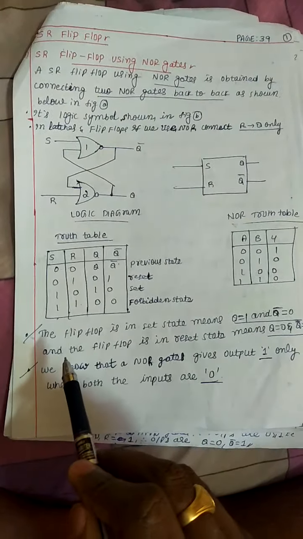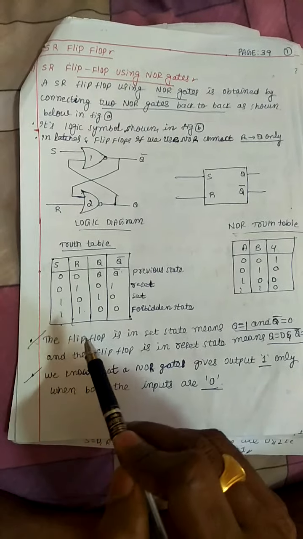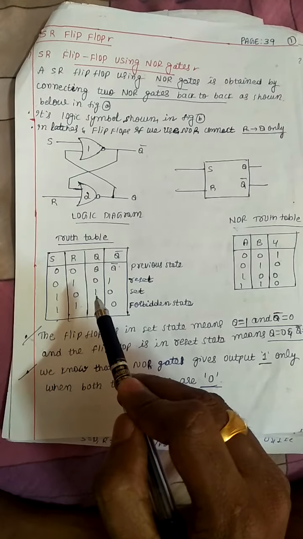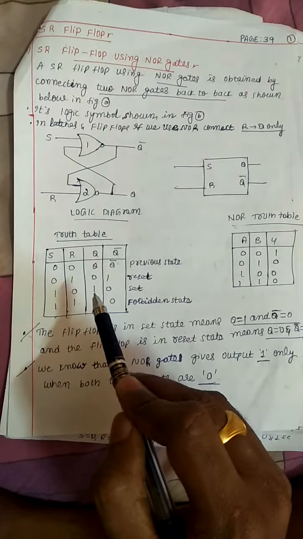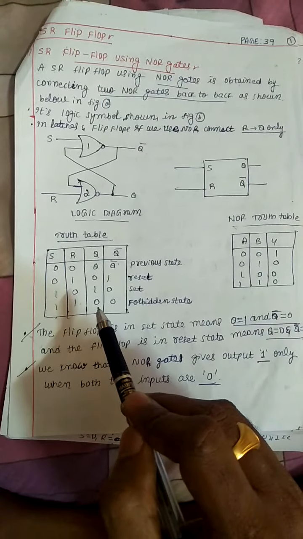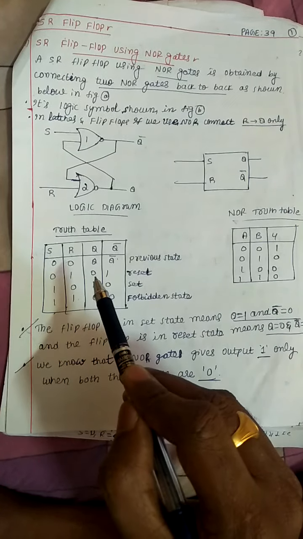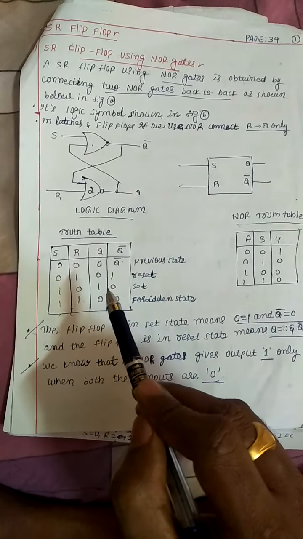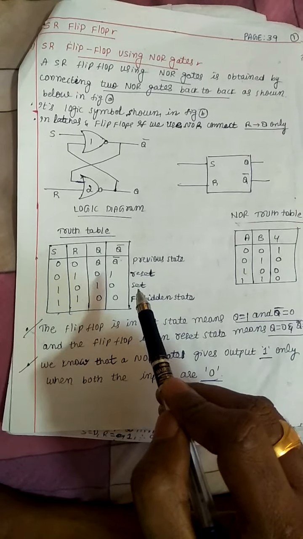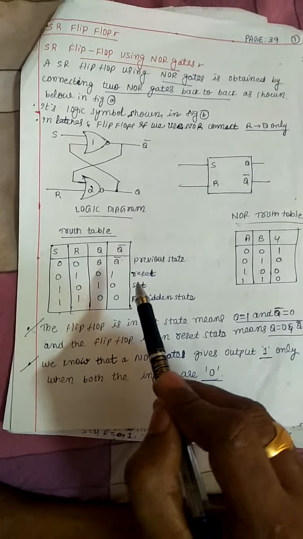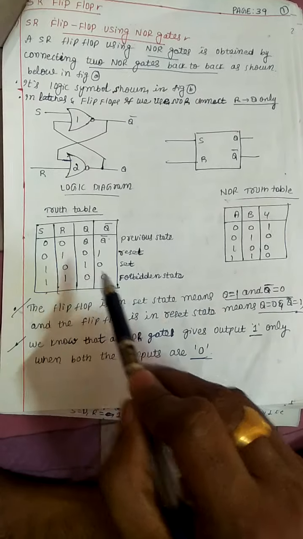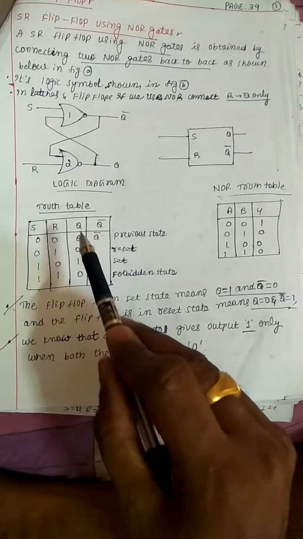Then, when we say the flip-flop is in set state, it means Q is 1. If Q is 0, then it is in reset state. Q means output. If Q is 1, set state. If Q is 0, it is reset state. That is what I have written here. If the flip-flop is in set state, the Q should be 1. Reset state means the Q should be 0.